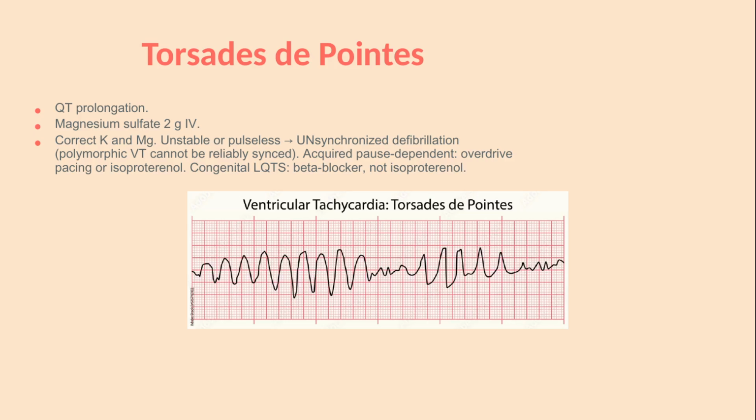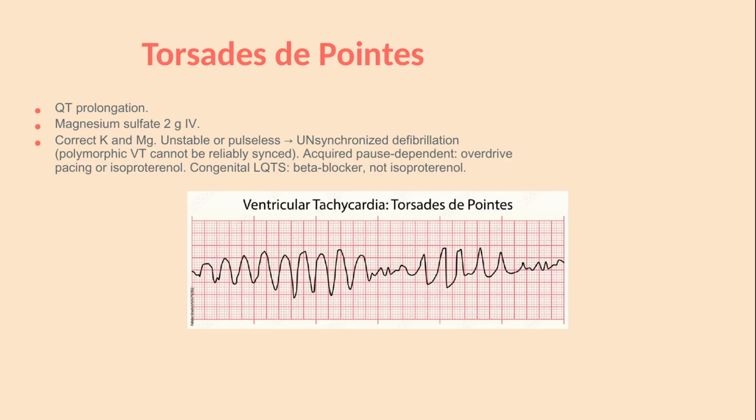interval. The setup is usually a QT prolonging medication layered on hypokalemia or hypomagnesemia, with bradycardia and pauses providing the trigger. The classic sequence is pause, then Torsade. Treatment starts with magnesium sulfate, 2 grams IV, given over minutes in the perfusing patient and pushed in the arrest, and it works even when the measured magnesium level is normal. Replete potassium toward the high end of normal, and stop every QT prolonging drug on the list.